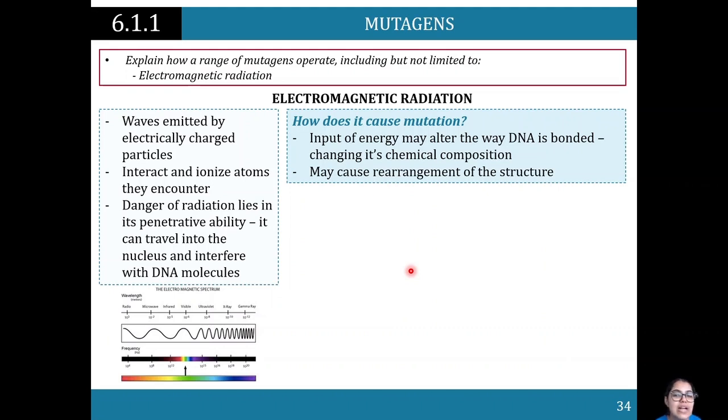And how does it actually cause mutation? So once it actually penetrates in, there's a lot of energy, right? With electromagnetic radiation, there's a lot of energy input, which may alter the way that the DNA is bonded, and it can change the chemical composition of the DNA as well. It can also lead to the rearrangement of the structure.